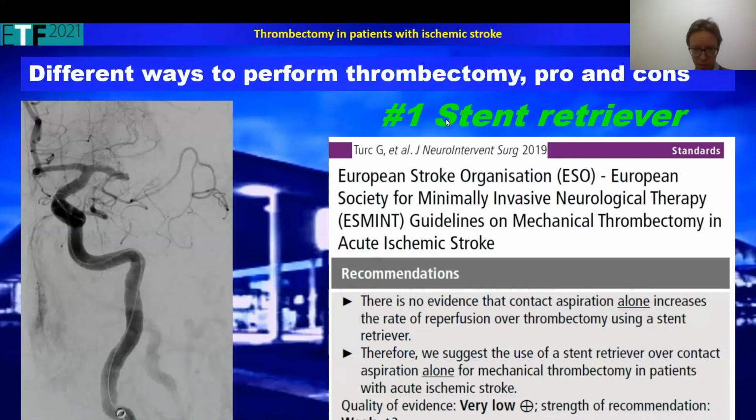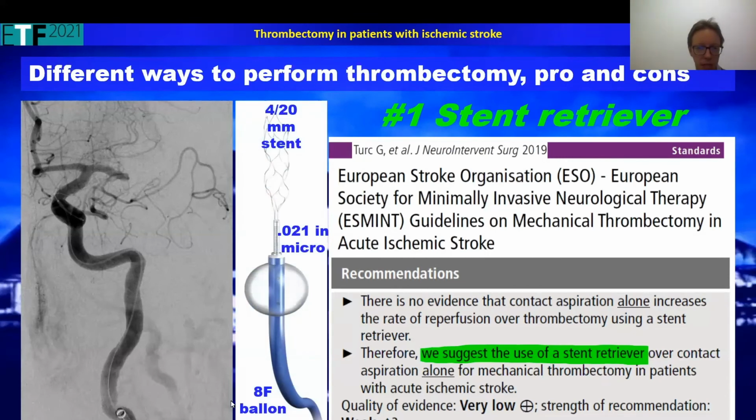First technique, stent retriever. There is no evidence that contact aspiration alone can increase the rate of reperfusion over thrombectomy with stent retriever, and therefore the guidelines suggest to use the stent retriever over the aspiration alone as technique. And this is what we performed in this case.